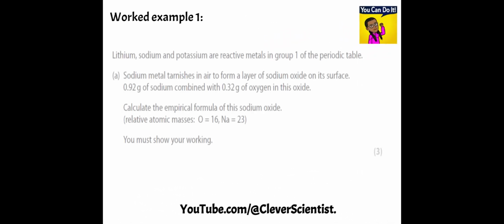So let's look at a worked example. So here's the question. Sodium metal tarnishes in air to form a layer of sodium oxide on its surface. 0.92 grams of sodium combined with 0.32 grams of oxygen in this oxide. Calculate the empirical formula of this sodium oxide. You're given the relative atomic masses of oxygen and sodium, so you don't have to worry about looking them up on your periodic table. And as ever with calculations, you've got to show your working out.